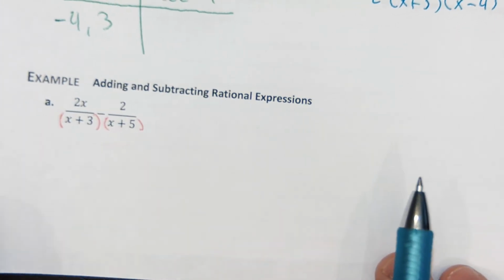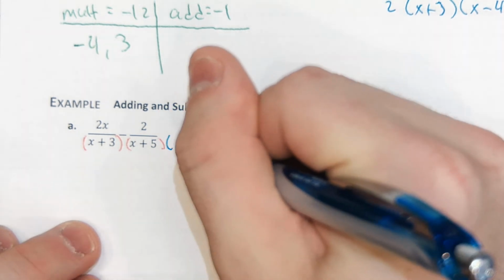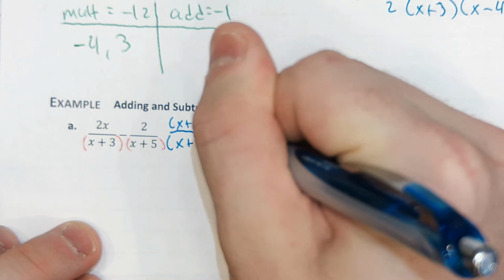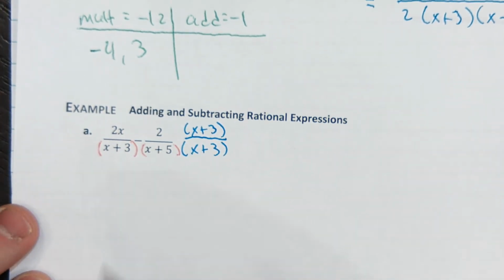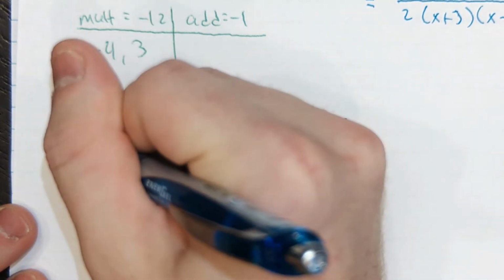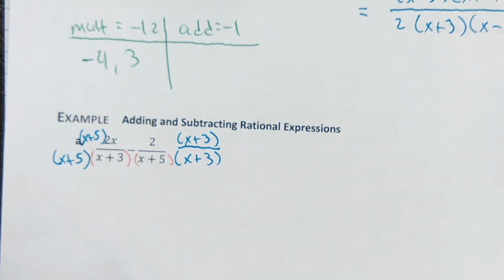That means, oops, I hit my paper. That means this fraction must be multiplied by x plus 3 on the top and bottom. And this fraction must be multiplied by x plus 5 on the top and bottom. Let's see if I can squeeze it in there. Yeah. There we go. I am going to clean it up a little bit.